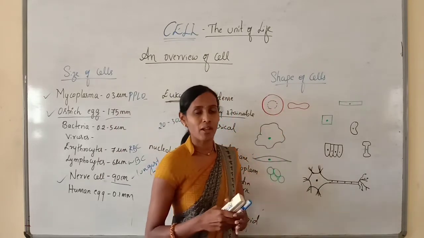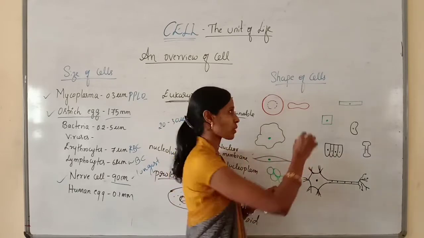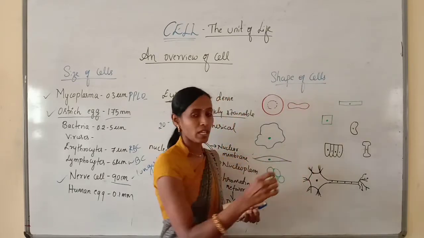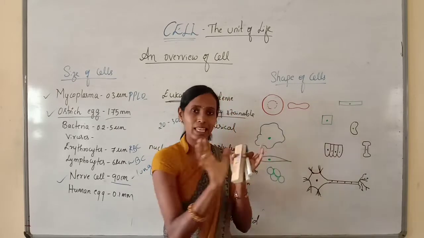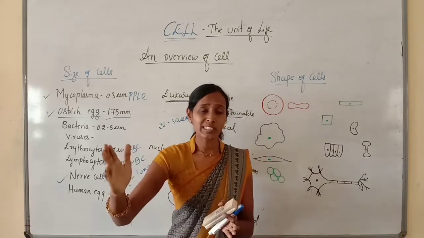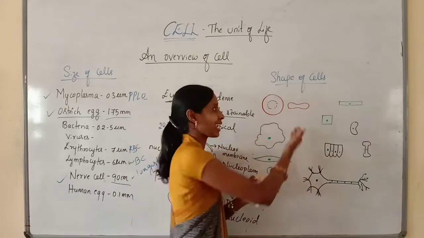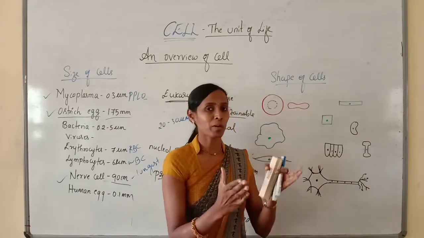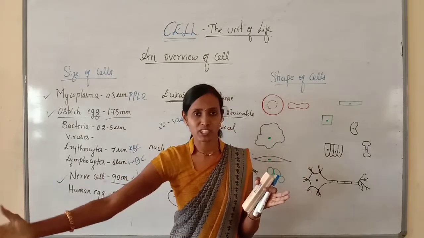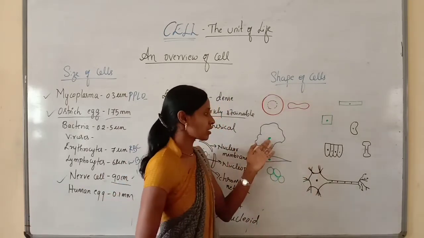The red blood cells carry oxygen. That's why they are biconcave in nature. The function is to carry oxygen, and to carry oxygen, the shape is like that. That's why the shape of the RBC depends upon the function. And one more thing here, the WBC.